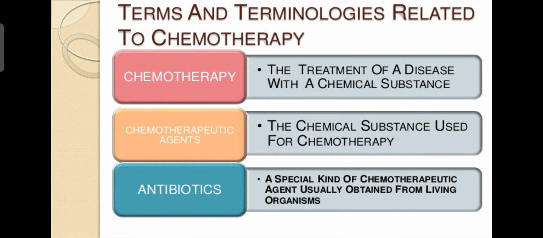Chemotherapeutic agent: the chemical substance used for chemotherapy. An example is cisplatin. Whatever chemical substance you are using for chemotherapy, these are all called chemotherapeutic agents. Next one is antibiotic. A special kind of chemotherapeutic agent usually obtained from a living organism. As everyone knows, an antibiotic is used for bacterial disease, to kill the bacteria.